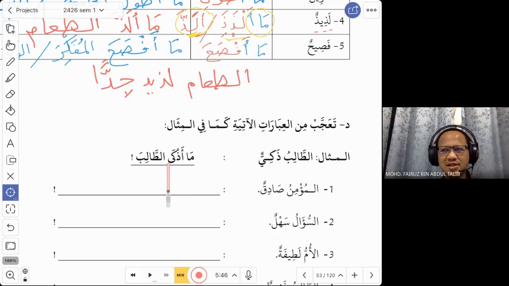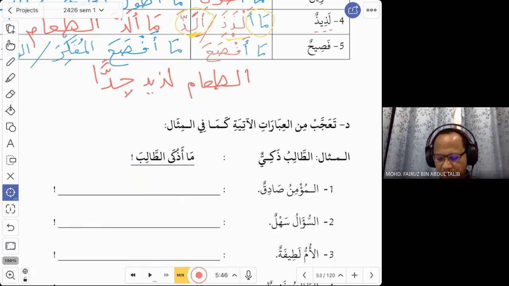Just like the lesson on tafdil, isim tafdil. We don't say azkaya or azkayu. You just replace it with the alif, azka. Okay, so this is if you have ya in the end of the word. Zaki becomes azka. So the sentence: ma azka at-talib. Okay, so this is ta'ajjub.